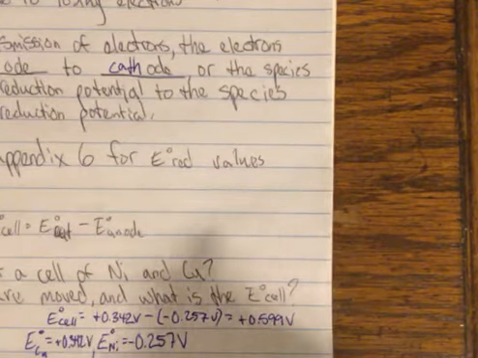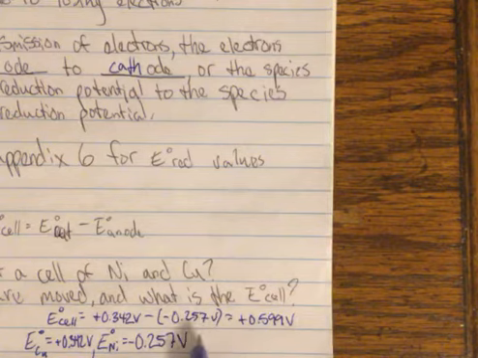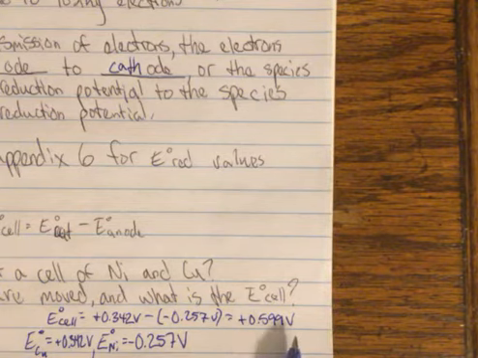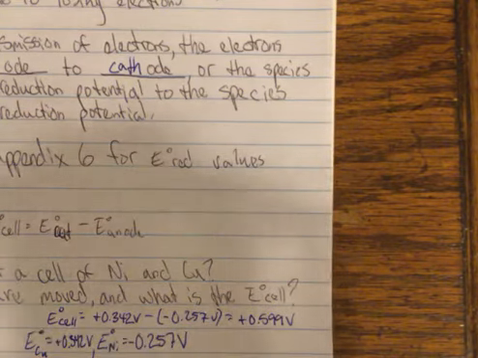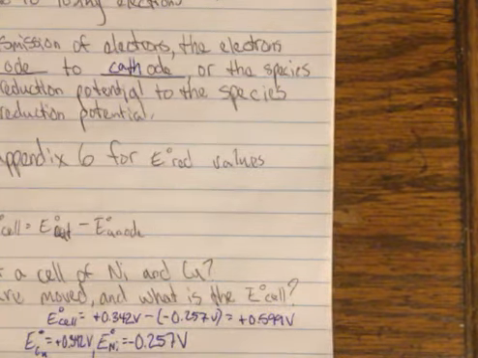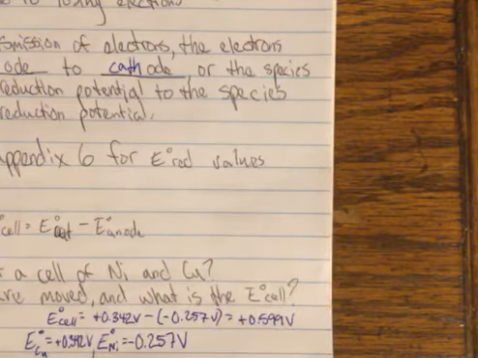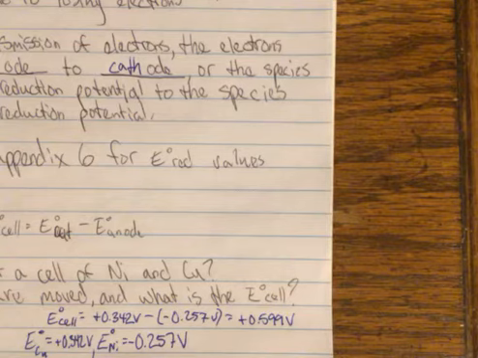Okay, now that particular difference is going to be plus 0.599 volts as your answer. Okay, so that's going to be for that particular cell. Again, at standard conditions, 25 degrees C, 298 K, whatever, and 1 atmosphere.